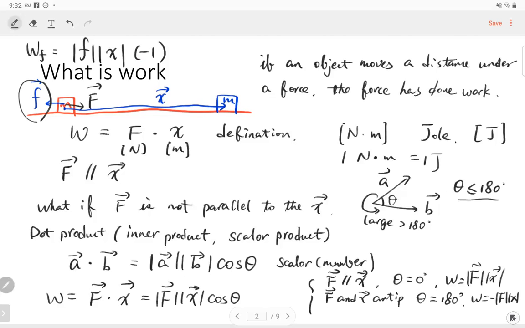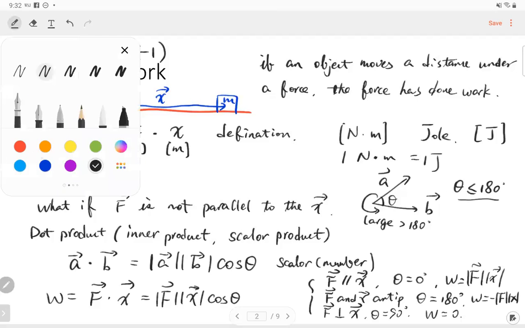The third case is, if the force and the displacement have 90 degrees in between, they are perpendicular, then theta is 90 degrees, and cosine 90 degrees is 0, right? So the work equals 0. That means if the force and displacement are perpendicular, the force doesn't do work.